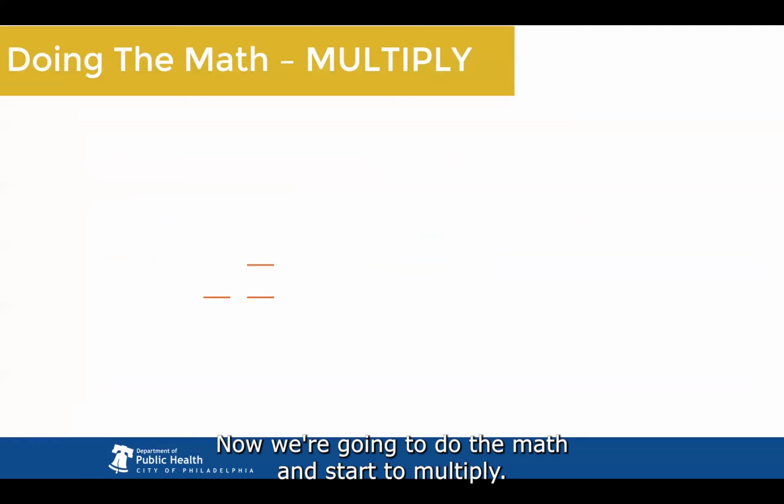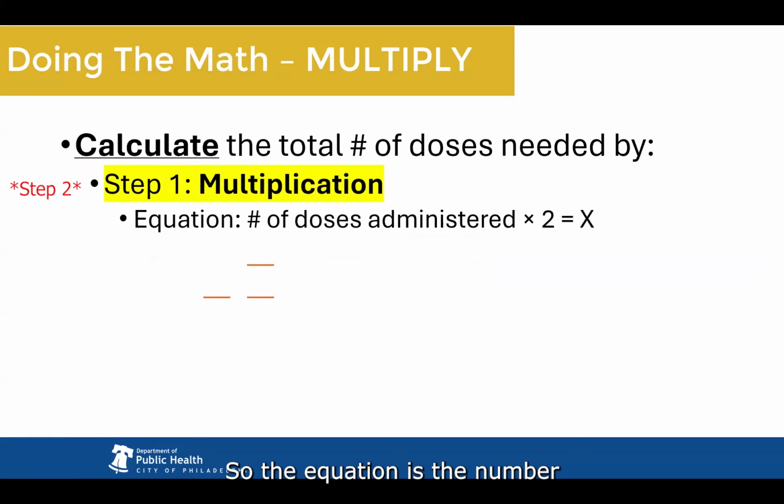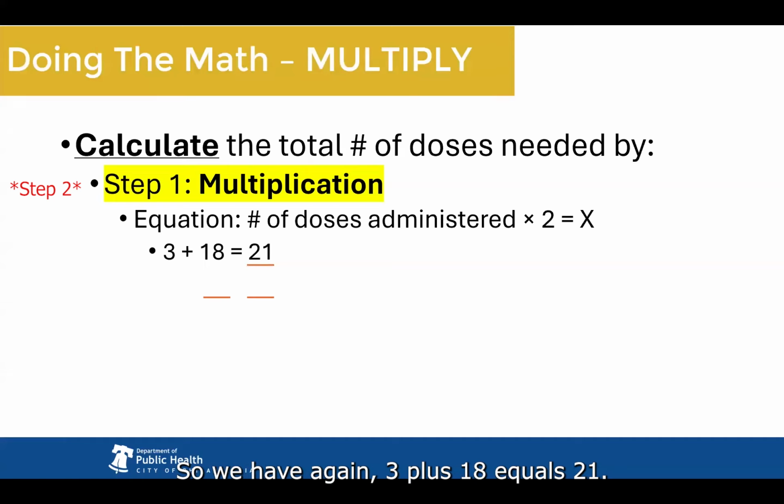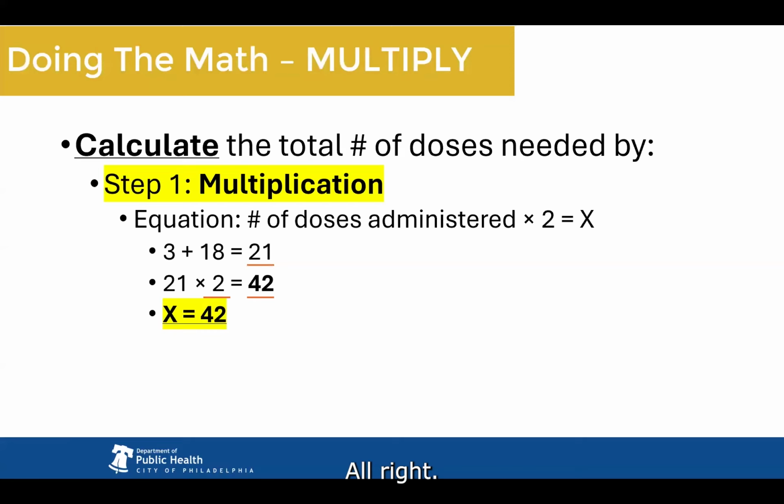Now we're going to do the math and start to multiply. Stay with me, okay? So the equation is the number of doses administered times 2, and that equals X. So we have, again, 3 plus 18 equals 21. We take the 21 and plug that in, and we say 21 times 2 equals 42, right? X equals 42. That was very simple, right? Let's move on.